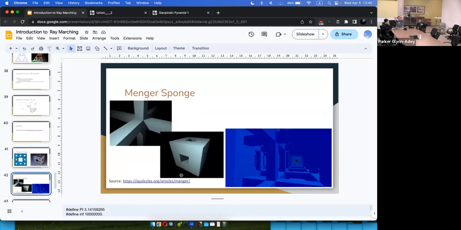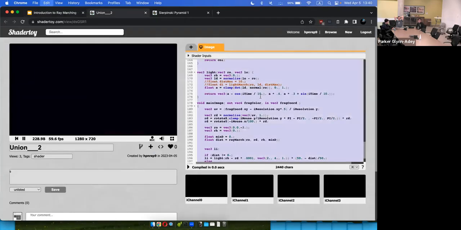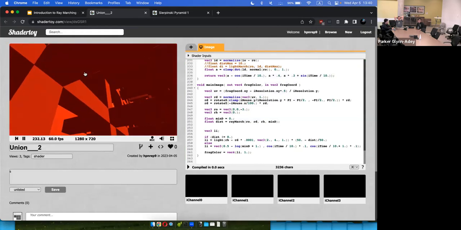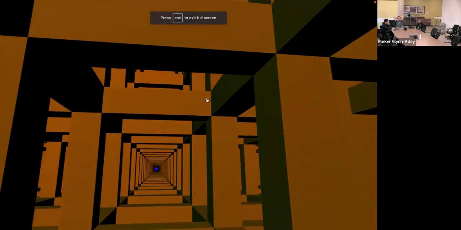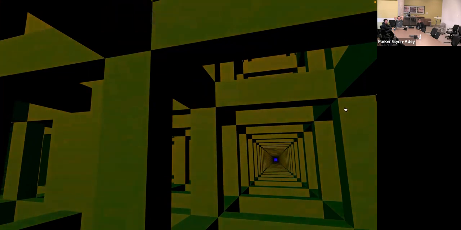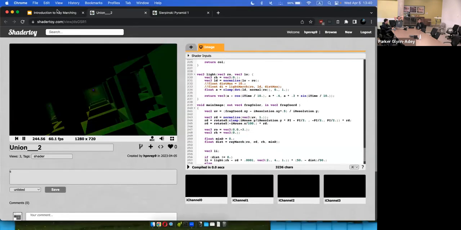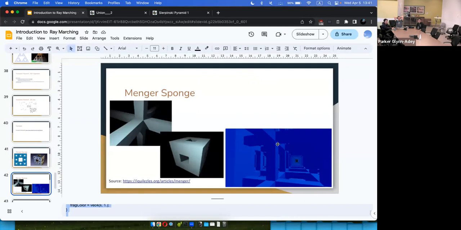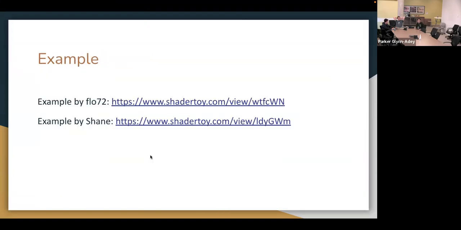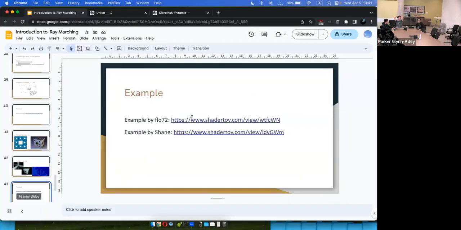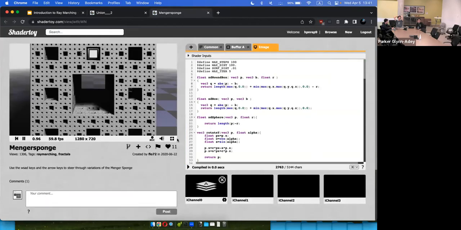Now what that gives us is an infinite array of crosses, like here. And if you scale it appropriately, you can take all of these crosses and, remember our difference operation, we take the difference between the cube and the array of crosses to get our mangrove sponge. And the final result is given by this example here.